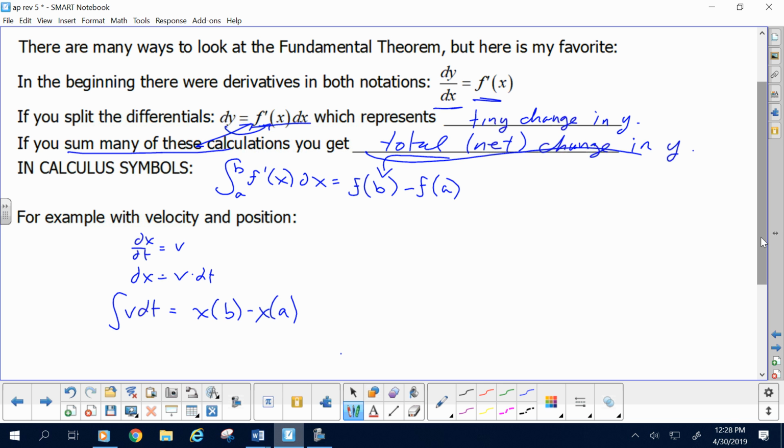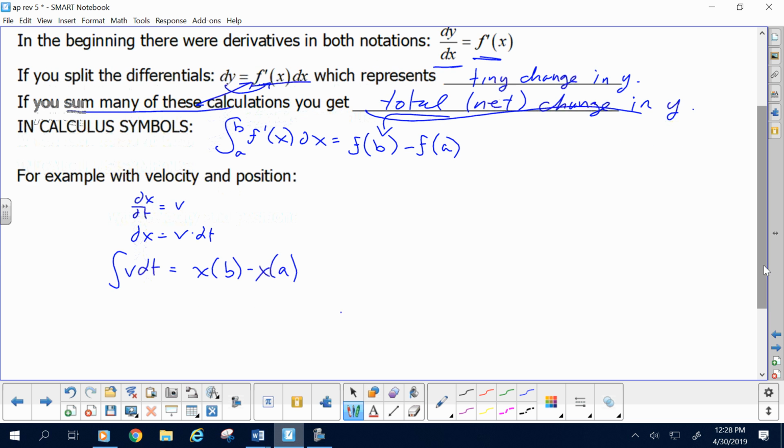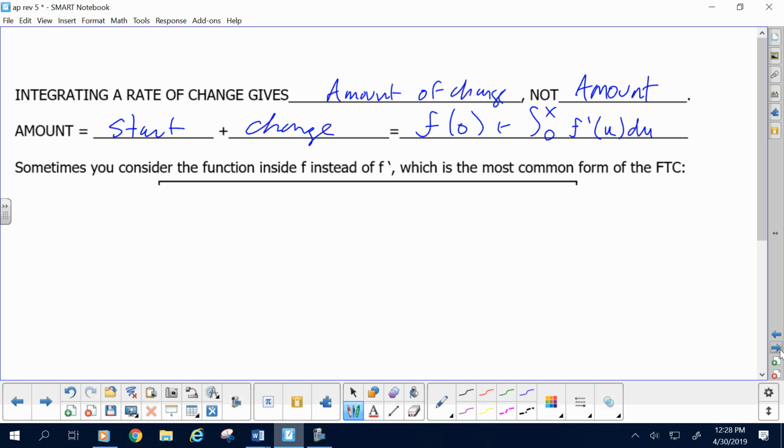Okay, the antiderivative. Lots of little rate times time calculations. Blows my mind again, still does.